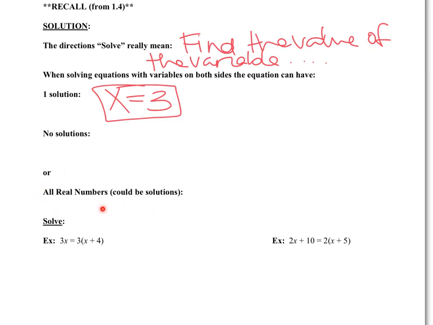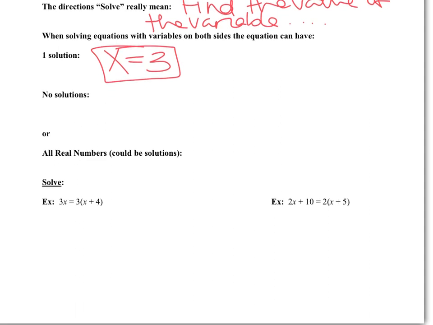It's also possible to get no solution or all real numbers, or in this case it could be infinite solutions. The key is that anytime you're solving an equation, you're not done until the variable is isolated. So you always want to make sure that you're trying to isolate the variable. So let's look at this example down here and see what happens. The first thing we would do is distribute the 3. So we're going to get 3x equals 3x plus 12. And then because I've done that, there's no more like terms, I'm ready to go.